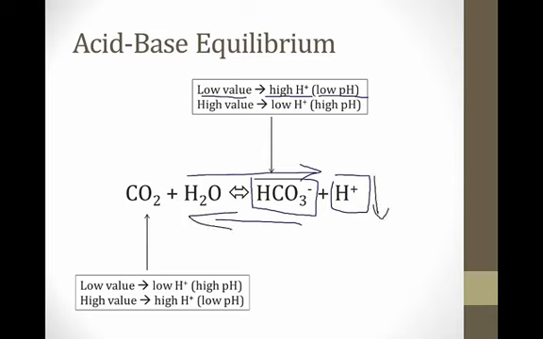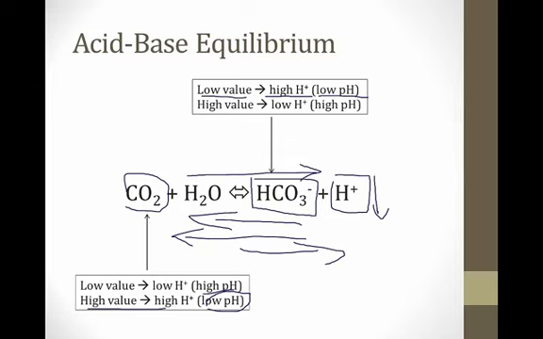By the same logic, let's focus on the CO2 now. If you have a low value of CO2, it will tend to drive the equilibrium this way and lower the H+ concentration and make you alkalotic. That's a high pH. On the other hand, if you have a high value of CO2, it will drive the equilibrium in this direction and make a high concentration of H+ atoms, and this will make you have a low pH and be acidotic. So make sure you understand what I just said about this slide.